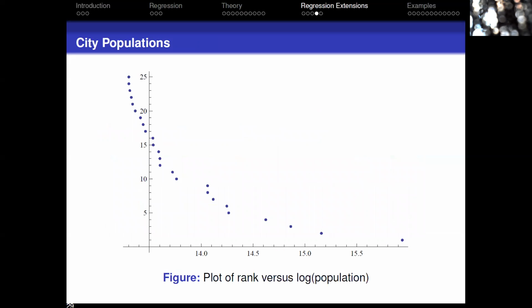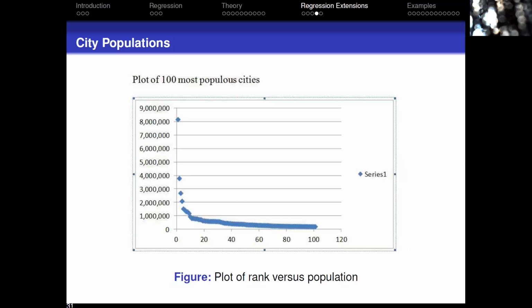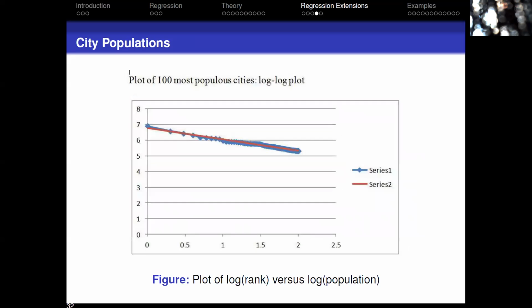I can plot the rank versus the log of the population. It still doesn't look linear. But I can plot the log of the rank versus the log of the population, and now it actually does look pretty linear. And so this, I'm just doing it a little bit more in Excel, doing a log-log plot, you can see a straight line does a pretty good approximation.